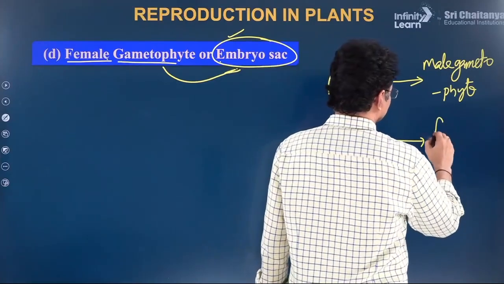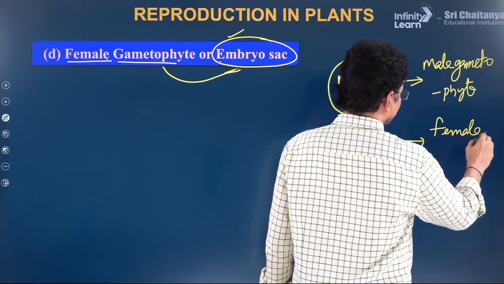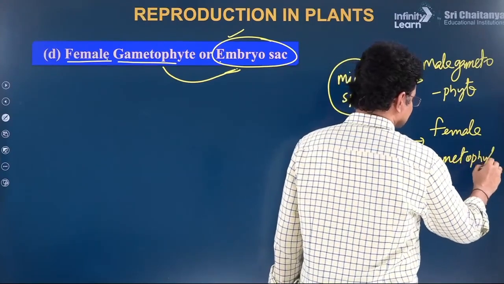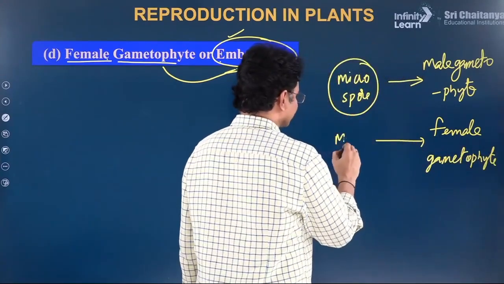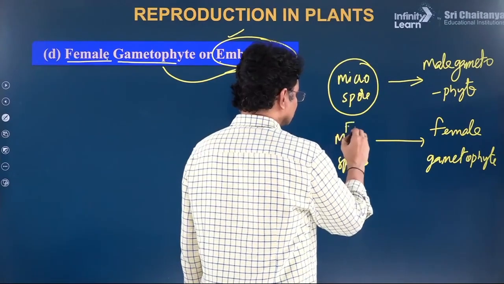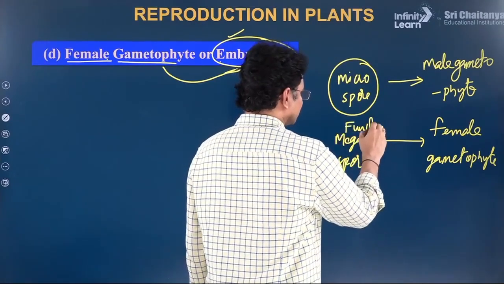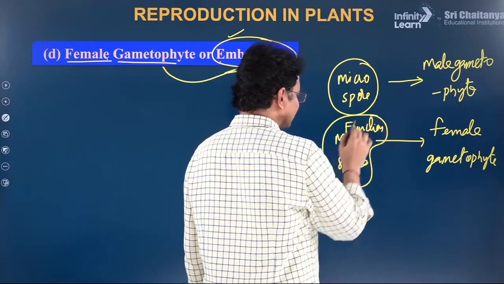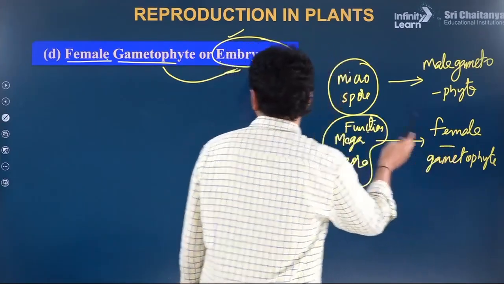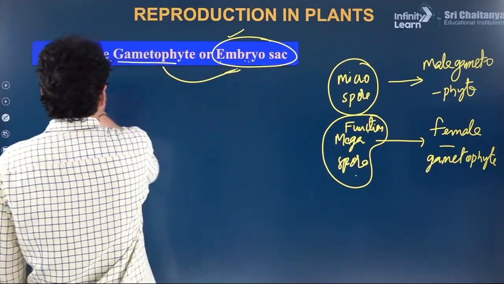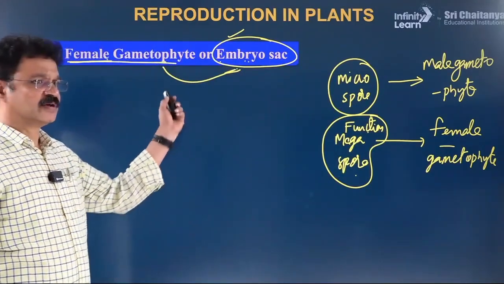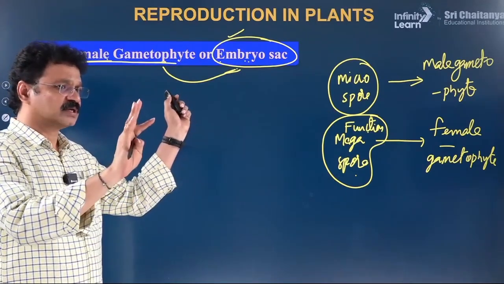Likewise, one more question. What is the first cell for the development of the female gametophyte? A single functional megaspore, but it should be functional. Out of the 4 megaspores of a tetrad, only one is functional. That single functional megaspore is the first cell for the development of an embryo sac or female gametophyte. Note down this question, it is very, very important. The ovule is not the first cell.